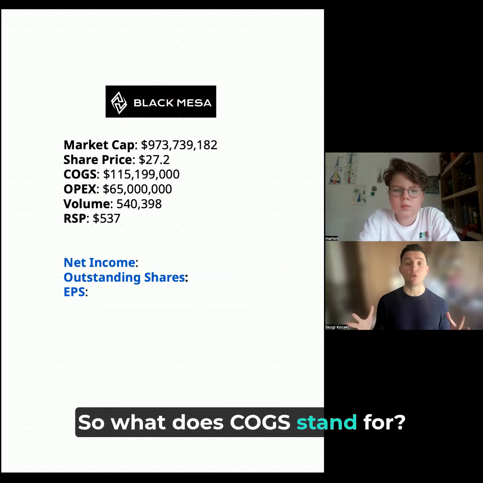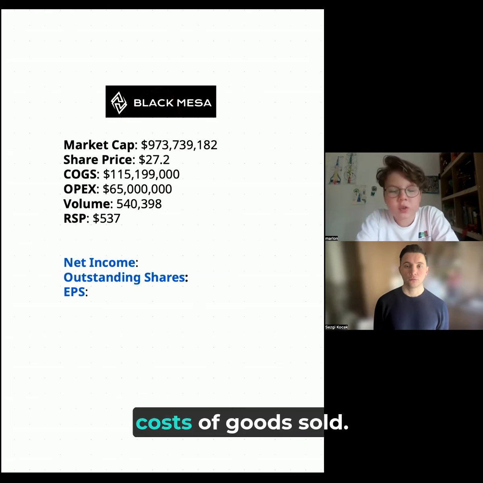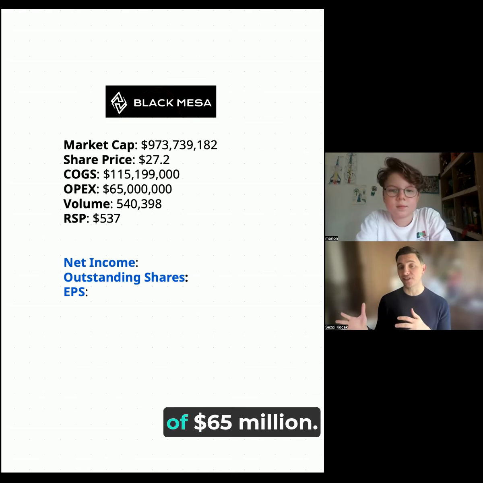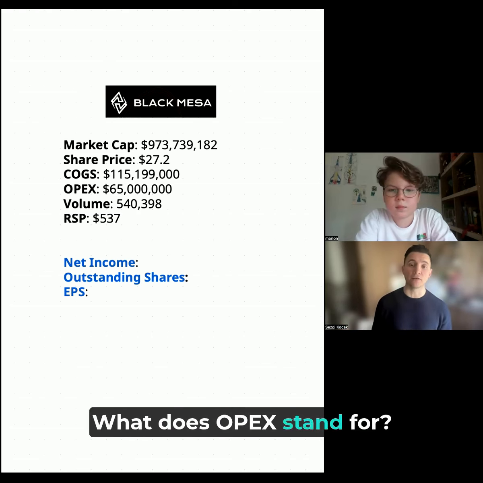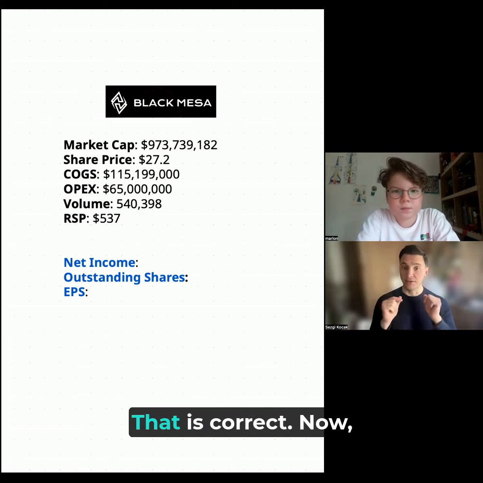So what does COGS stand for? It stands for costs of goods sold. That is correct. And it has an OPEX of $65 million. What does OPEX stand for? Operational expenses. That is correct.